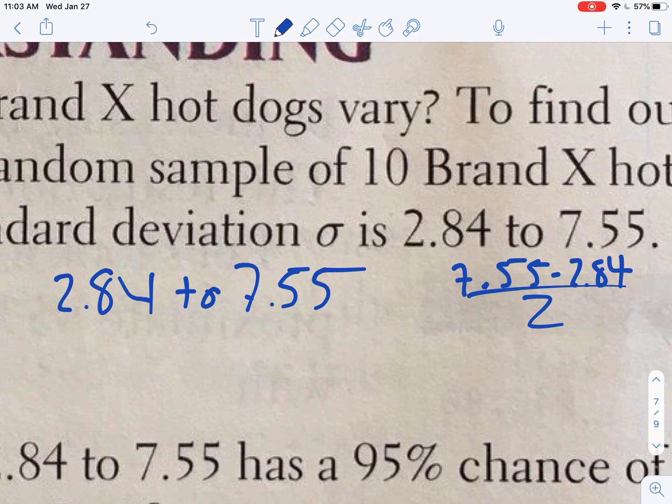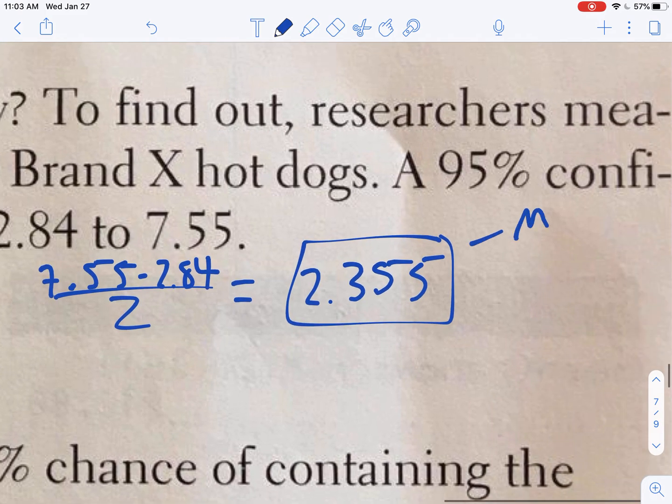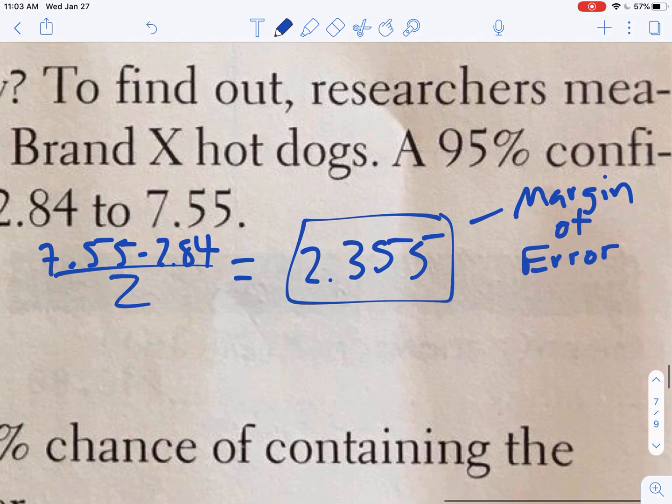I'm typing this in on my calculator, and I find that this is 2.355. This 2.355 is my margin of error. When you divide my range by 2, that gives you the margin of error, because that's what I've added to and subtracted from my confidence interval. Then I can say 2.84 plus 2.355, and I can see that 5.195 is my point estimate.